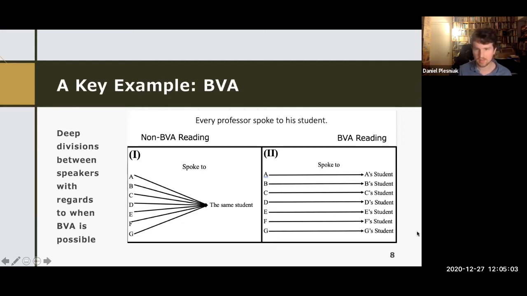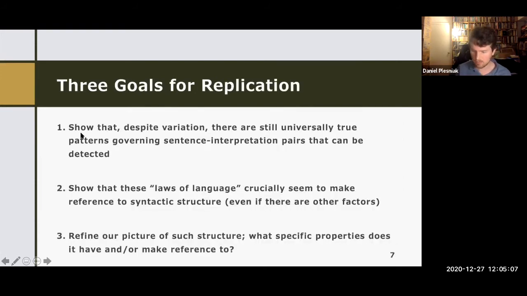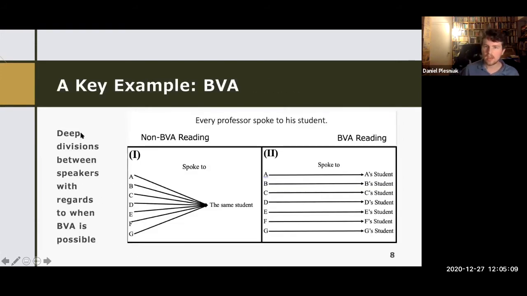Incidentally, this picture is one of my recent experimental stimuli. If we look at this, there could be others, but there are two major ways of interpreting this, specifically relating to what you take the meaning of "his student" to be. The more normal, non-BVA reading, or at least more simple, is that "his student" refers to someone in particular, John's student. And so every professor spoke to John's student.